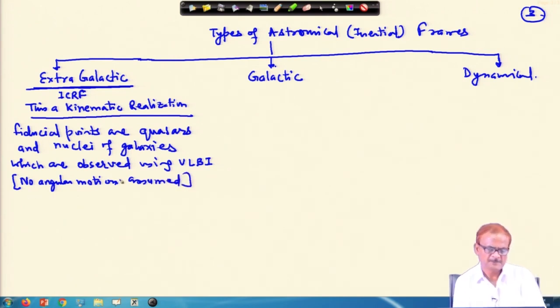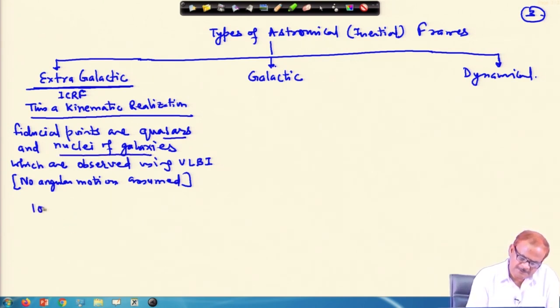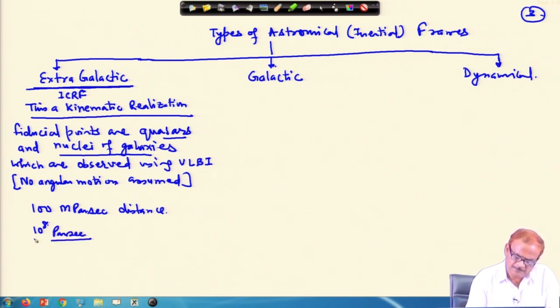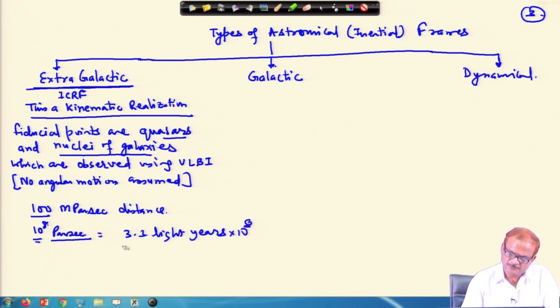Actually, what happens? The quasars and the nuclei of galaxies are located at some 100 megaparsec, or more than this megaparsec distance. 100 megaparsec means 10 to the power 8 parsec, since mega is 10 to the power 6 and then 100. And 1 parsec is around 3.3 light years, so 3.3 times 10 to the power 8 years.